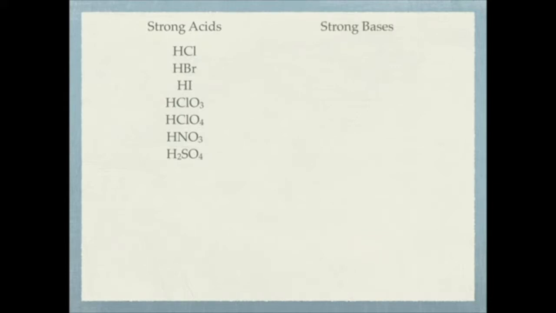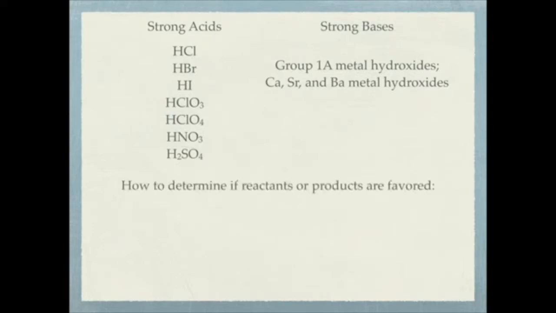Your strong bases are a little bit easier to memorize because it's your group 1 metal hydroxides and then calcium, strontium, and barium metal hydroxides. Now, why do we need to memorize these? How are strong acids and bases different than weak acids and bases? Well, strong acids and strong bases dissociate completely into their ions when they're put in solution, okay?